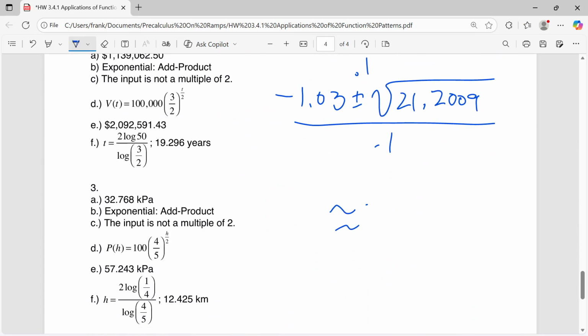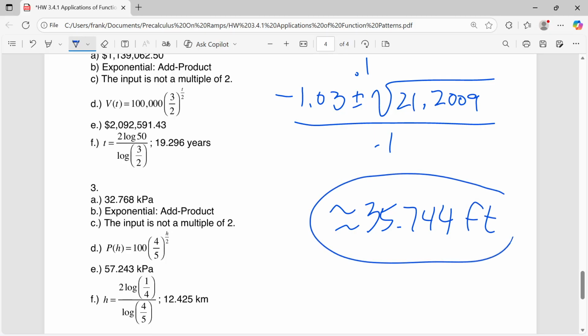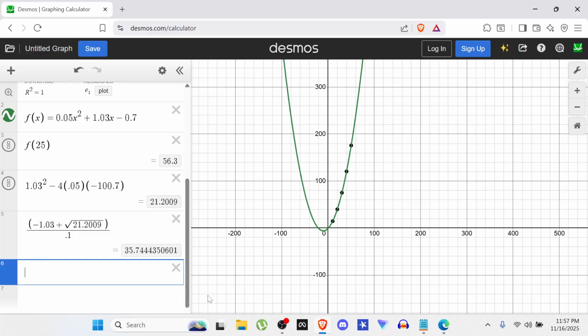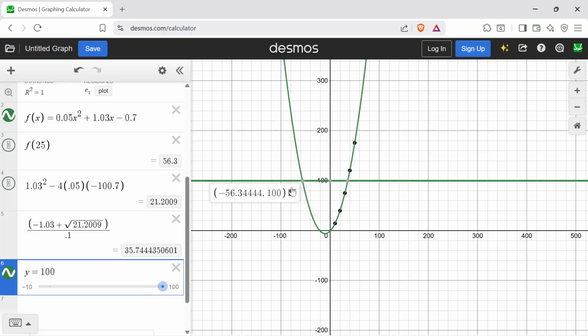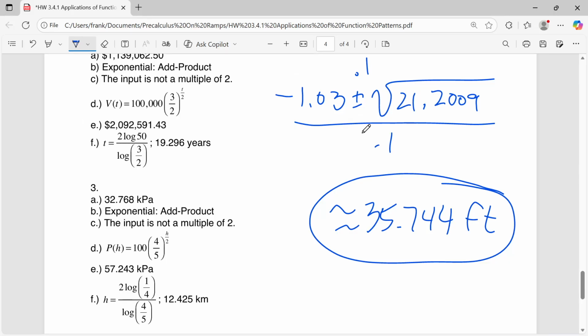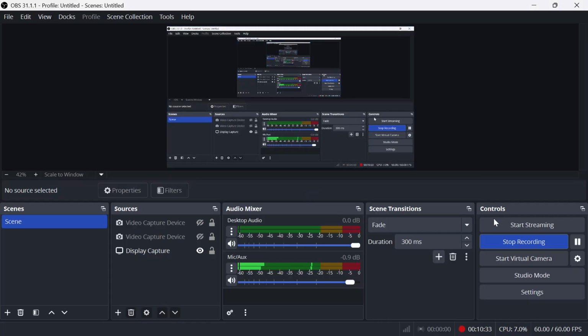Approximately 35.744 feet approximately. And I could have done it just like this. I graphed it and then y equals 100 on Desmos, and I get those two answers, 35.744 and then the negative 56.344. But again, that doesn't mean in reverse, because a car going in reverse doesn't stop faster than the car going forward. So 35.744 is the answer for the last part.